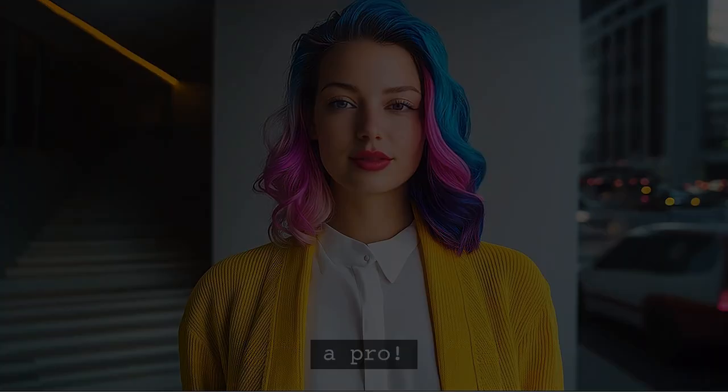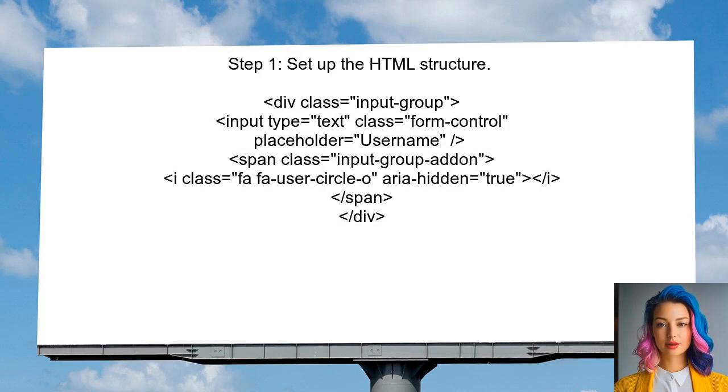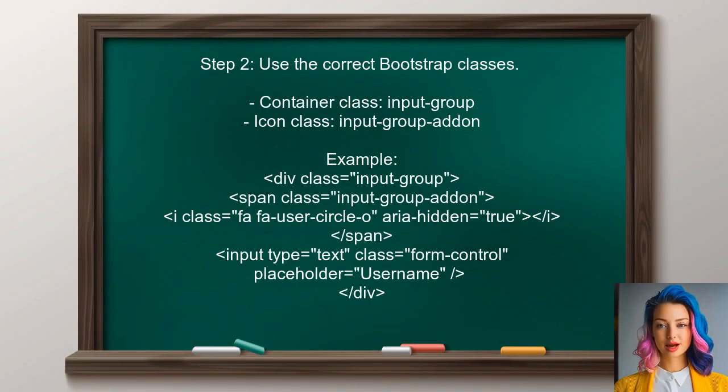To create an input field with an icon inside it using Bootstrap 4, the user should start by ensuring they have the correct HTML structure. First, they need to wrap the input and the icon in an input group. Next, the user should ensure they are using the correct Bootstrap classes. The input group should include the class input-group for the container and input-group-addon for the icon span.